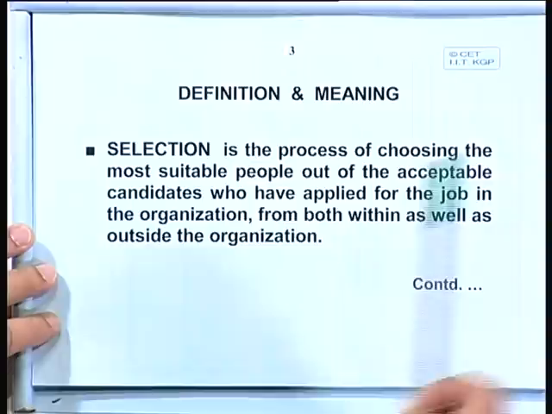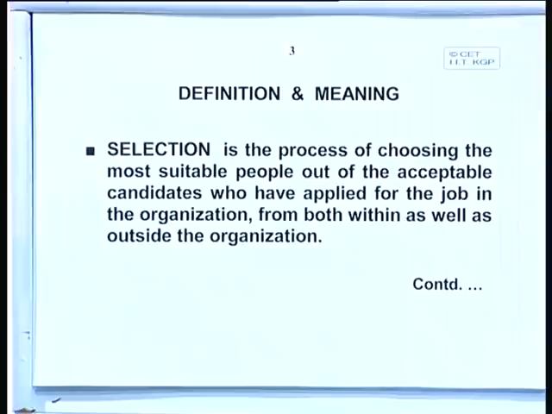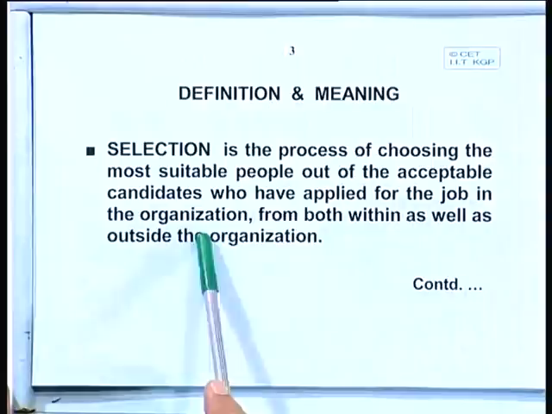And this is some definition. Selection is a process of choosing the most suitable people out of the acceptable people, because the options that you put up are as per the job specs and the job description. Anything which falls outside that, you will reject, no? You won't put it up for selection. So, those who are acceptable and who have applied for the job in the organization, both from within as well as outside the organization, right?